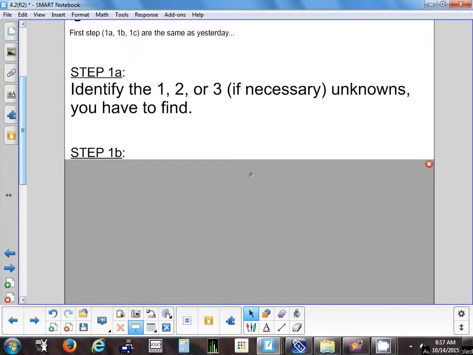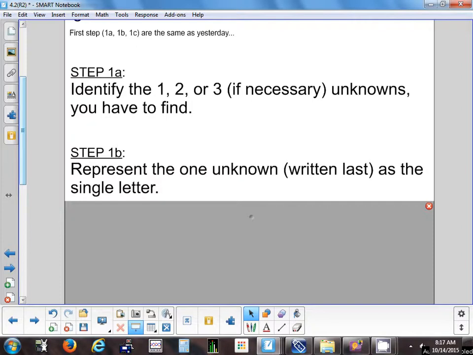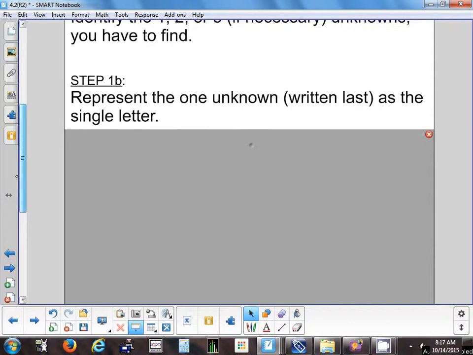So step 1A, identify the 1, 2, or 3 unknowns. 1B. What do people have for 1B? Ariana? Represent one unknown with a letter. Yeah. Represent the one unknown, the one that's written last, right before the period. That's going to get the single variable, X, B, C, whatever it is. So step 1B, represent the one unknown. It's usually written last as the single letter, the second thing in the sentence. 99% of the time, like we did yesterday, that's going to get you a single variable, your one letter. People good with 1B?